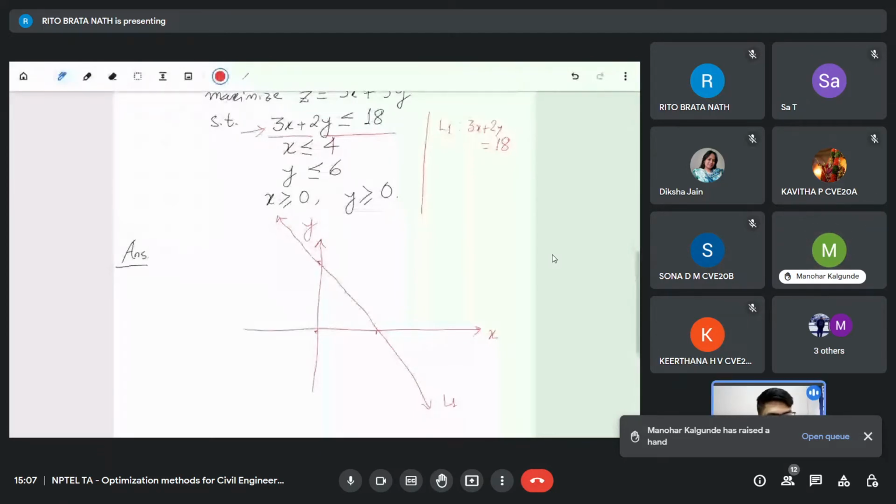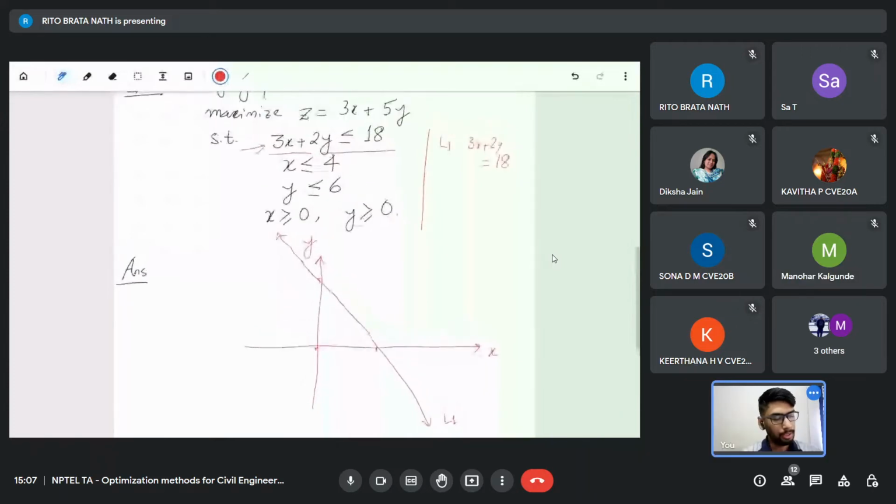Okay, so that's fine. I think you guys already know this. So what you have to do is put 0 and 0 here. So just put the origin value here. You will get it as 0. And 0 is indeed less than equals to 18. So that means it will be towards the origin. So you can mark it like this.